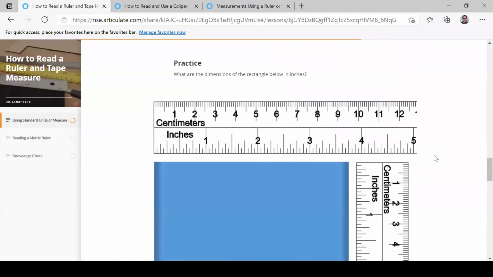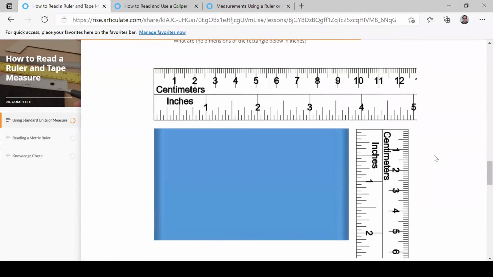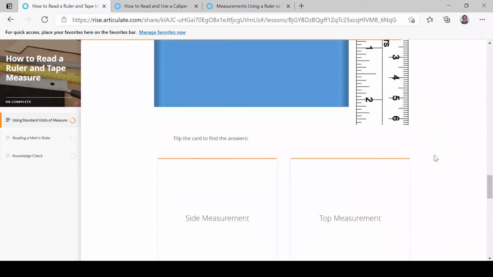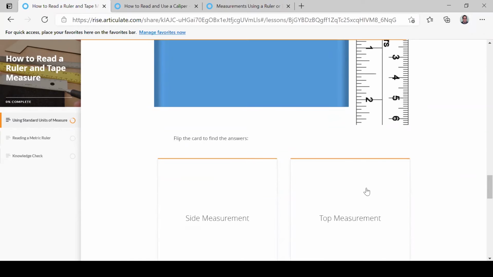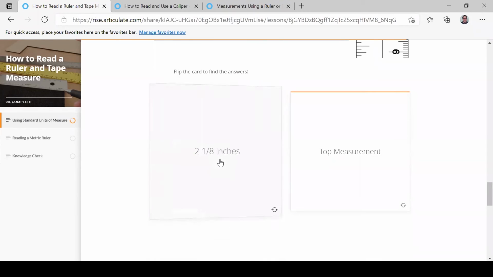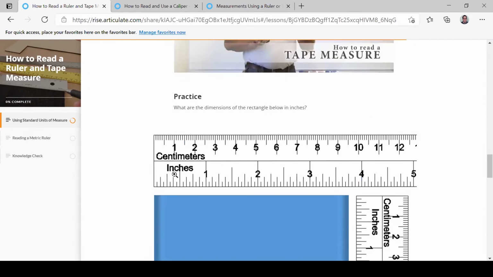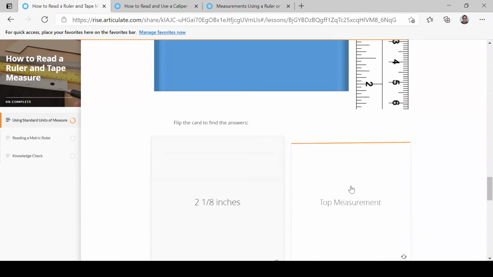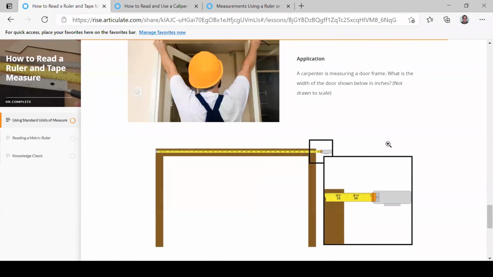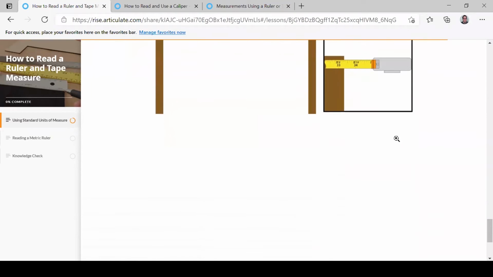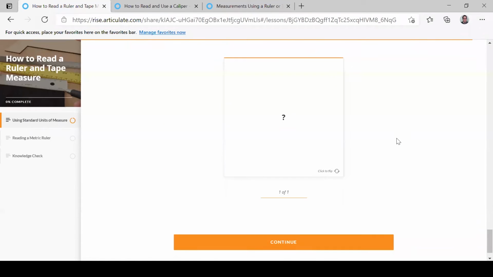With that video here, we then have practice opportunities for students to come in here and find the answers for what they think these are. So again, side measurement here, I can look at that, flip the card and see what the answer is. Top measurement here, I can do the same thing and see what my answer is, allowing students to gauge and interact. Then at the same time, we have other questions and observations and opportunities for students to work through.